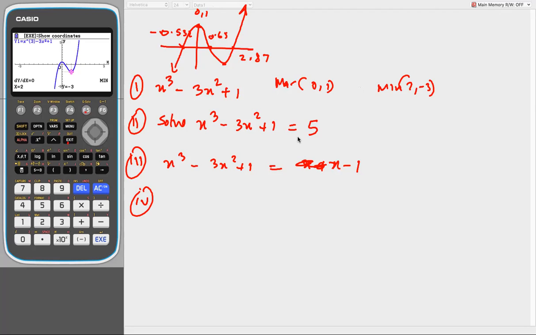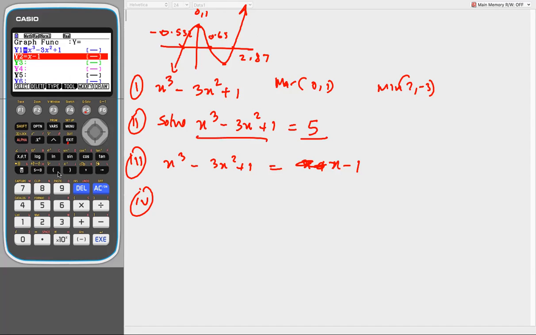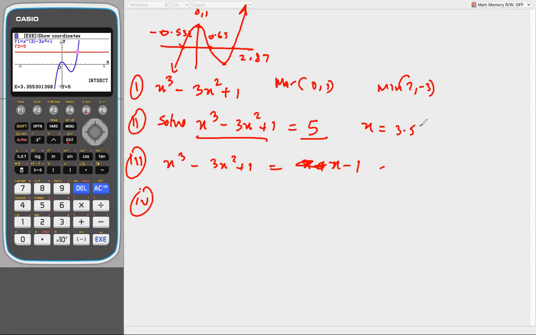Now we need to solve an equation on the GDC directly. When you're solving an equation, it's pretty easy. You have one left-hand side graph, and you plot the right-hand side graph from the GDC. So you plot the second graph here as y equals 5. When you draw it, you press G solve and intersect. The solution of this equation is nothing but the x coordinate of intersection. It intersects at only one coordinate, which is x equals 3.55. So that's how you solve a particular equation.